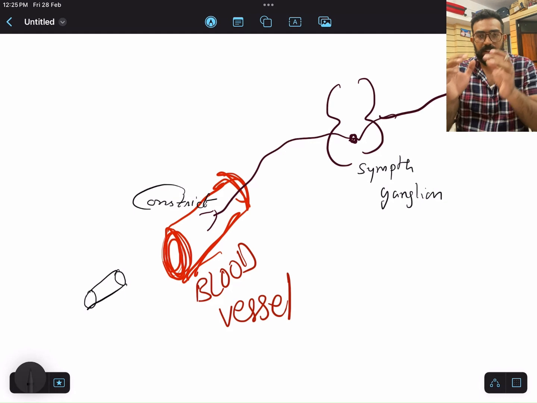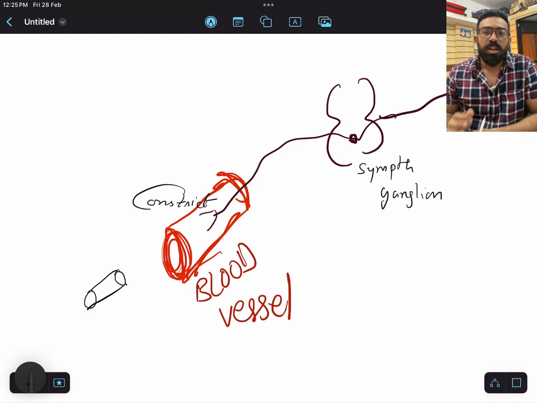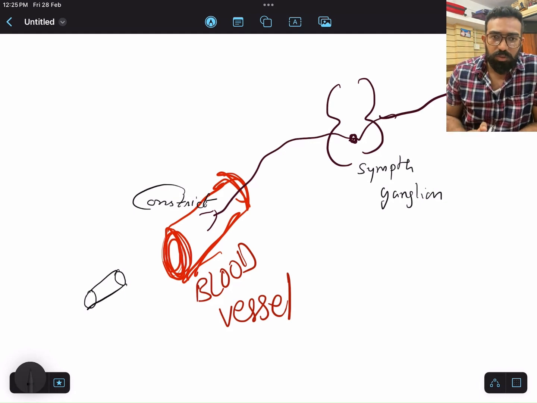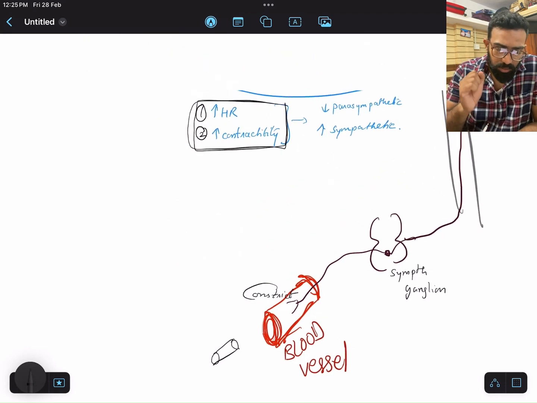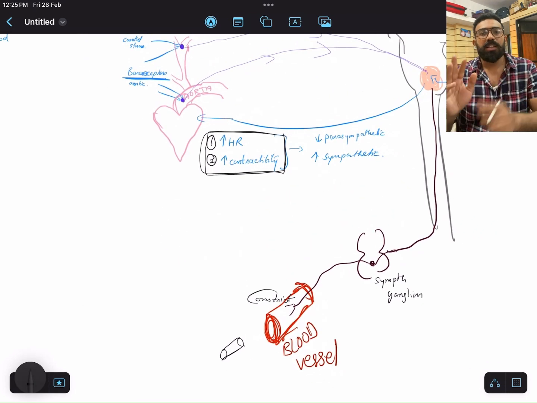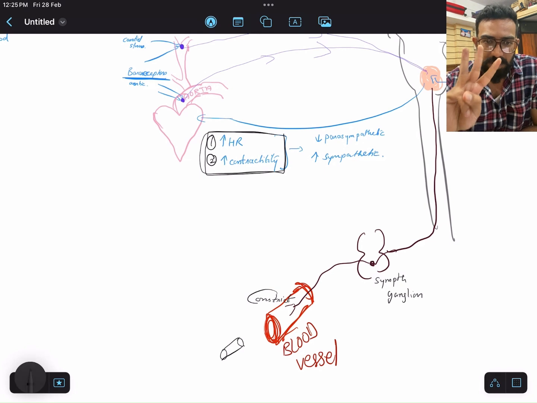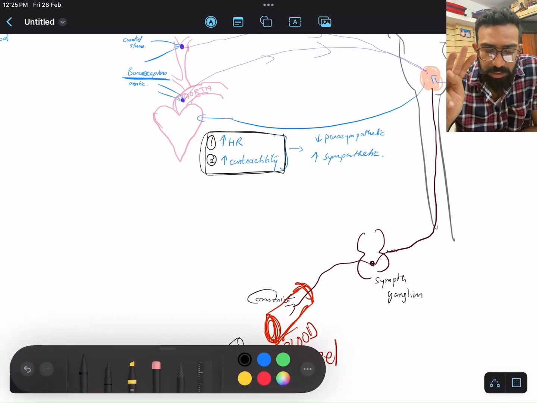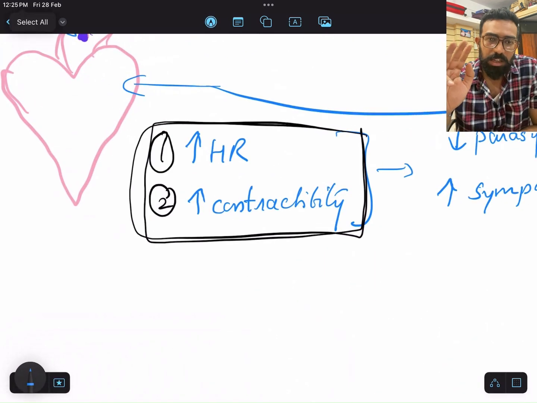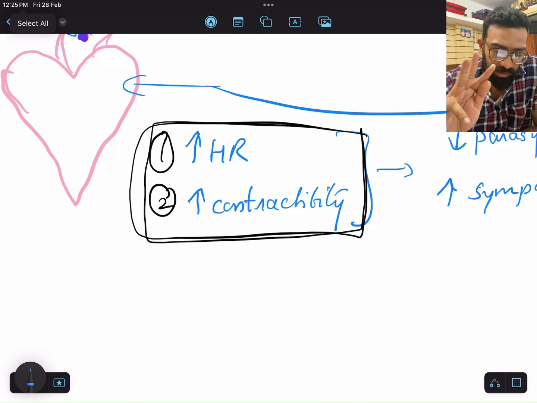If the vessels are constricting, they are becoming narrower, so the return of blood flow is going to be more, and the blood pressure is also going to be more. So overall, there are three mechanisms by which the brain is increasing the blood which can return to the heart: increase in the heart rate, increase in the contractility, and overall vasoconstriction.